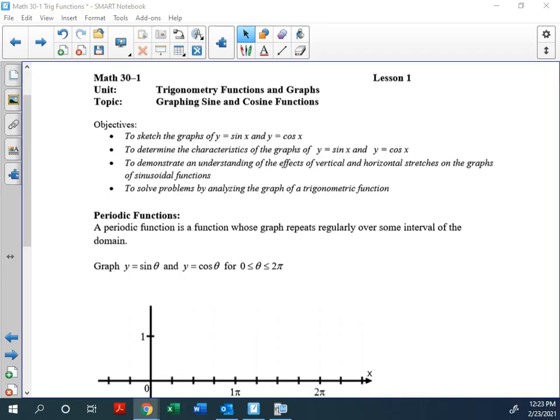Absolutely. So now we are going to deal with new base graphs.